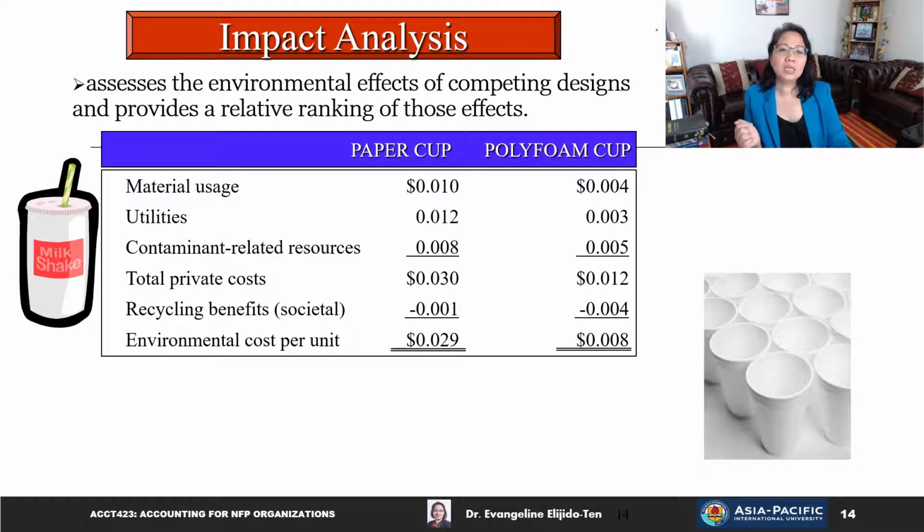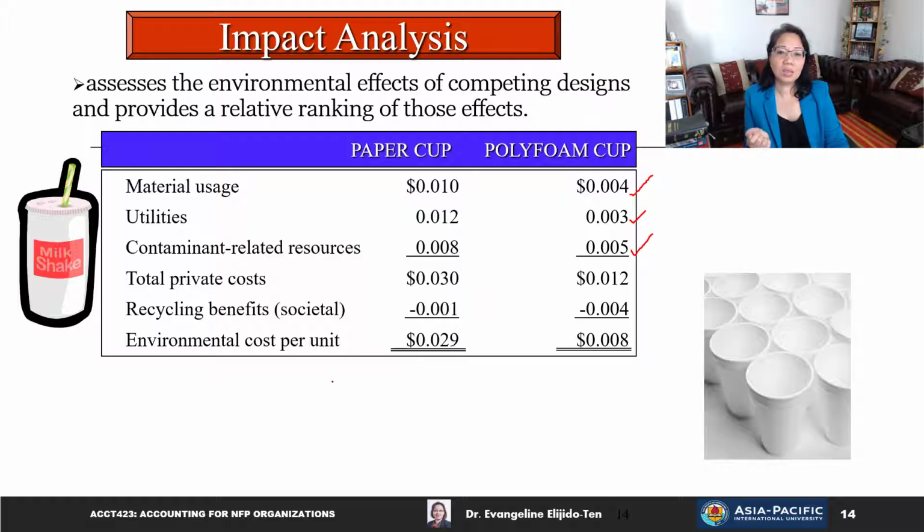So for example, in terms of material usage, it's about 1 cent for paper cup, it's 0.004 for polyfoam cup, so that's a lot cheaper in terms of polyfoam cup. Utilities, 0.003 for polyfoam cup, it's 1.2 cents for paper cup. For contaminant-related resources, it's 0.008 for paper cup. Again, it's less for polyfoam cup. So we can see here that now we are putting a dollar value, and so we can compare the units. We're using the same unit of measurement.